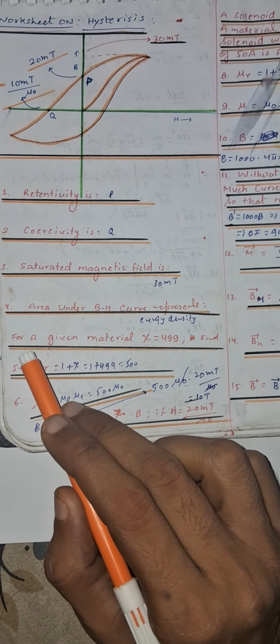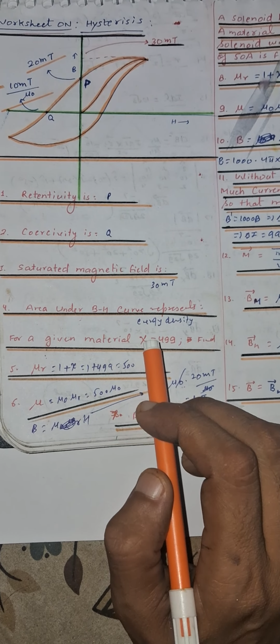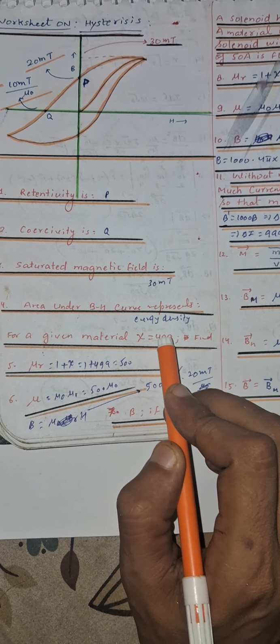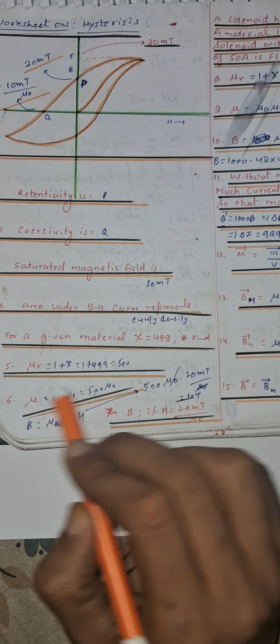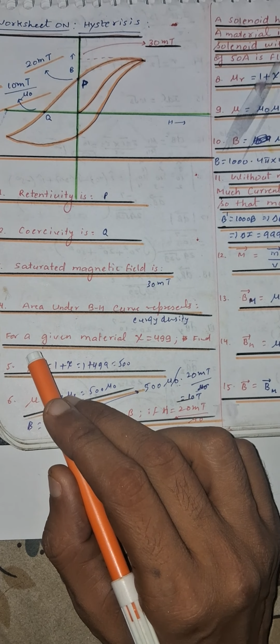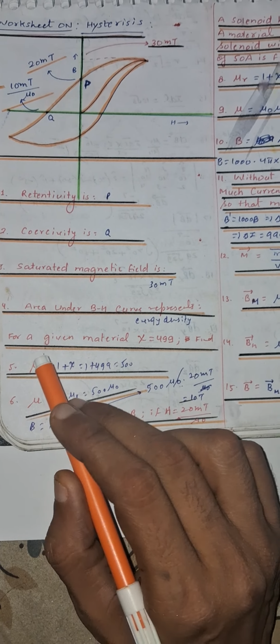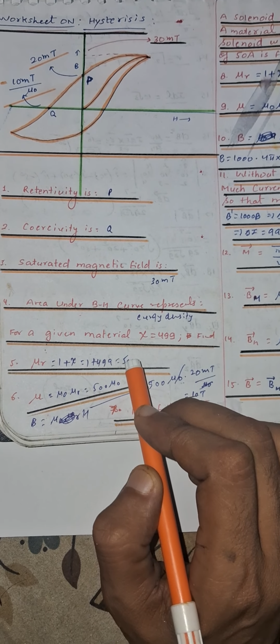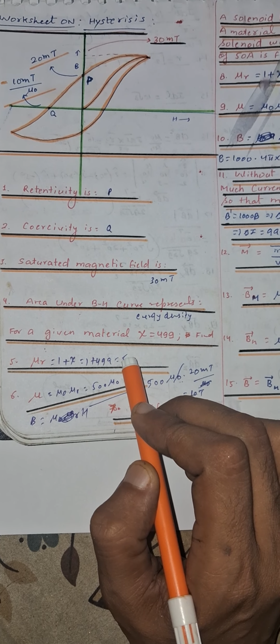Next are questions on the basis of magnetic susceptibility. For this material, magnetic susceptibility chi is 499. The first question is to find the relative permeability. It is 1 plus chi, so 1 plus 499, which is equal to 500.